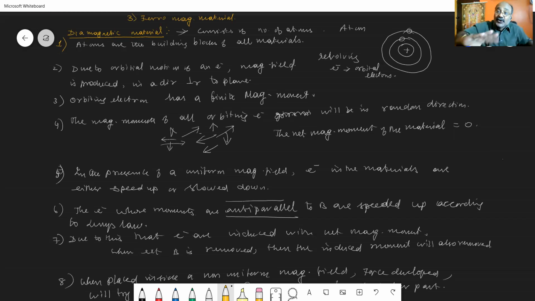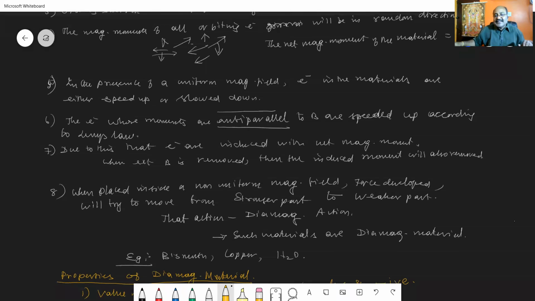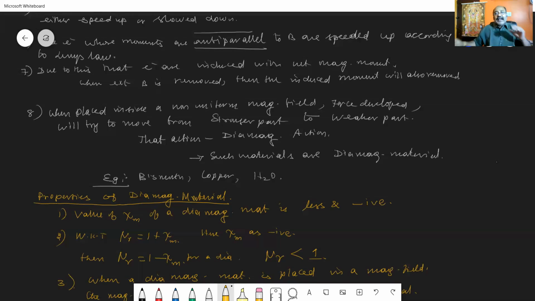From this we can classify the material, whether it is moving from stronger to weaker or weaker to stronger. If that material is moving from stronger to weaker, then we can confidently say that that material is a diamagnetic material. So this action we are calling diamagnetic action. So based on all these, we can classify that material. Some of the diamagnetic materials are bismuth, copper, water molecules, etc.